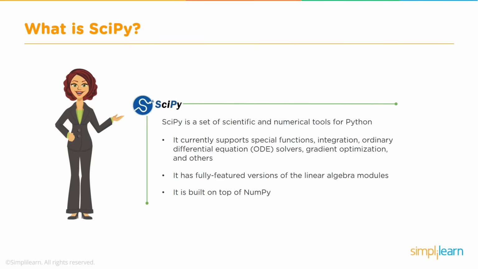So SciPy, as the name suggests, is a scientific library, and very specifically, it has some special functions for integration and for ordinary differential equations. As you can see, these are mathematical operations or mathematical functions. So these are readily available in this library, and it has linear algebra modules, and it is built on top of NumPy. So we will see what is there in NumPy.